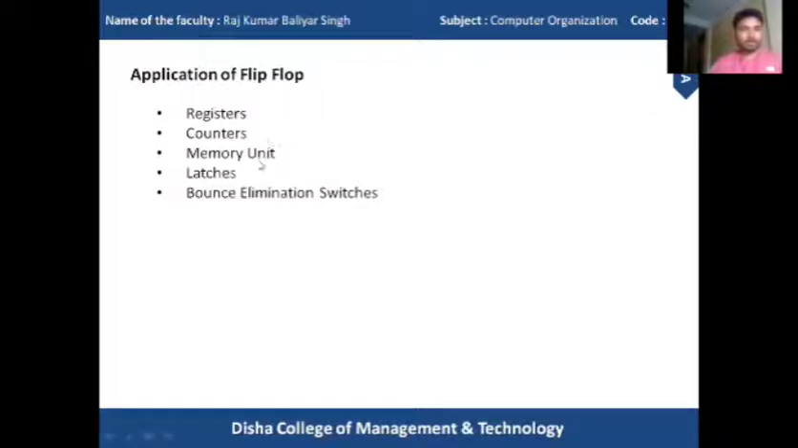Okay, the next one is the memory unit. Why is it called a memory unit? Because flip-flops work with a single bit, and they have the power to store a single bit. As I already discussed about SR flip-flop, there is a memory state, and JK flip-flop also has a memory state. So that means the flip-flop has the power to store a single bit of information. So some memory units are there, they are using the flip-flops.